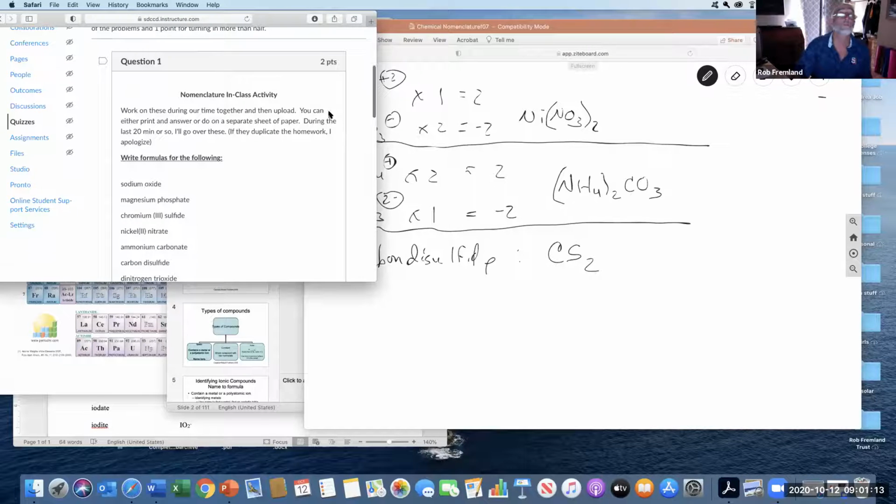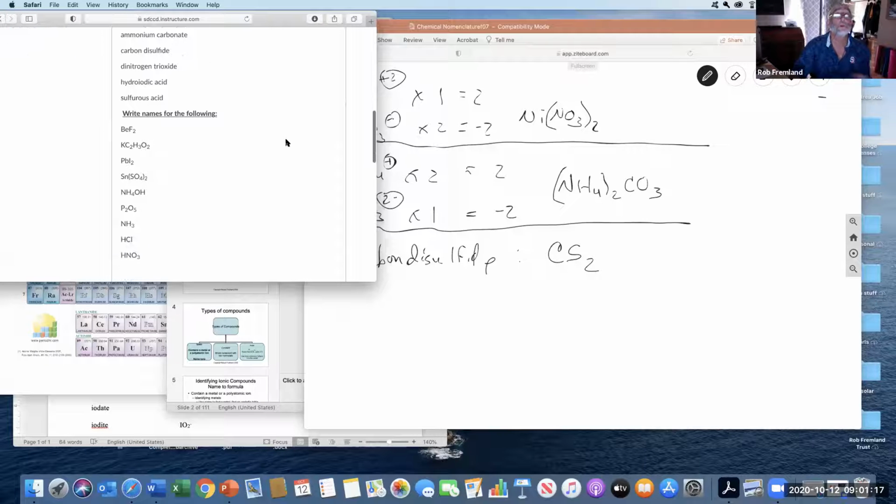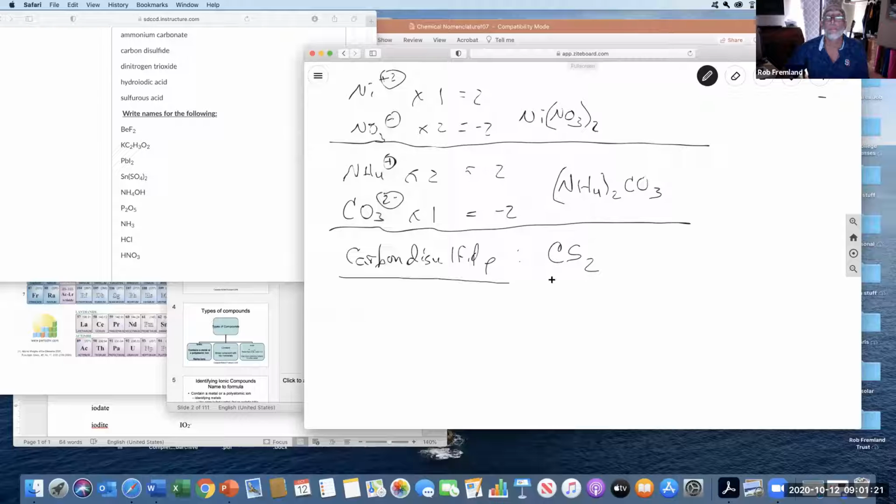Okay, same with dinitrogen trioxide. Even from the name, you don't have to look it up to determine if it's covalent. If there are prefixes like this, you pretty much know. All right, dinitrogen is 2 nitrogens. Trioxide, O3.